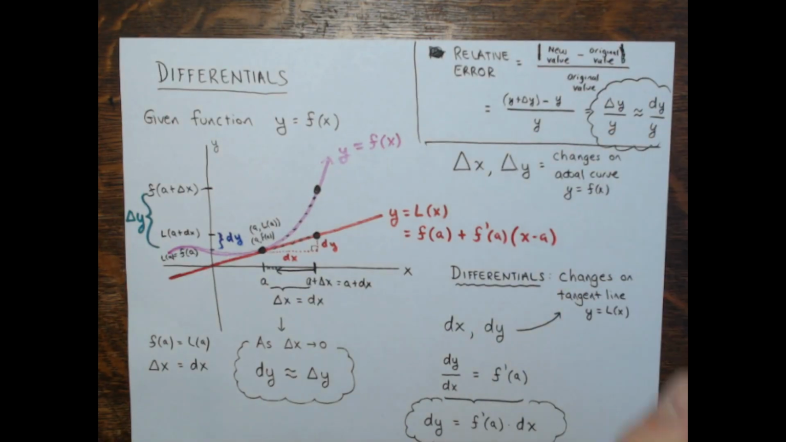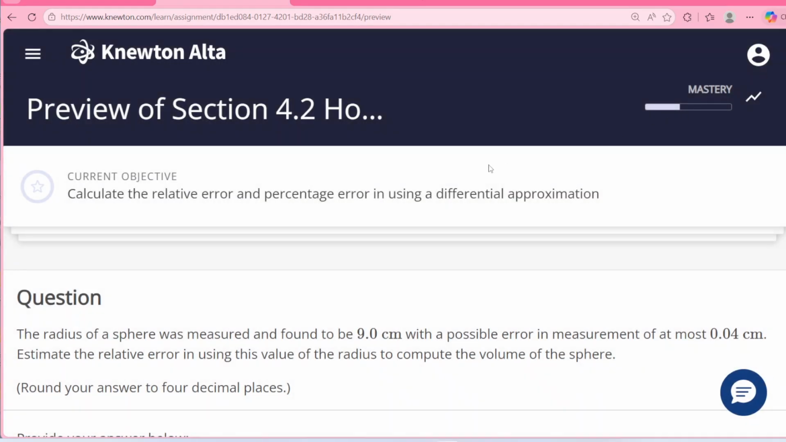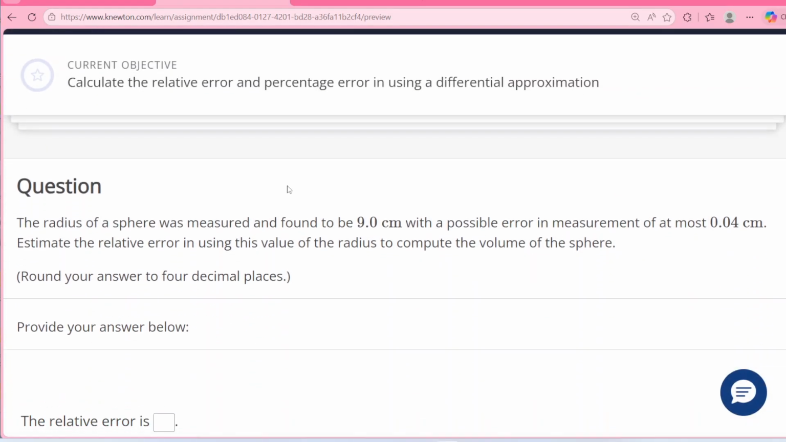Right, so this will come up here in our first couple questions, or at least this first question. Because right now I'm on the objective, calculate the relative error and percentage error using differentials as an approximation, right? Using dy as an approximation of delta y. So again, first question related to this.